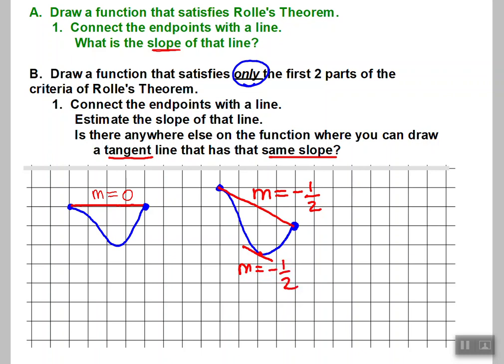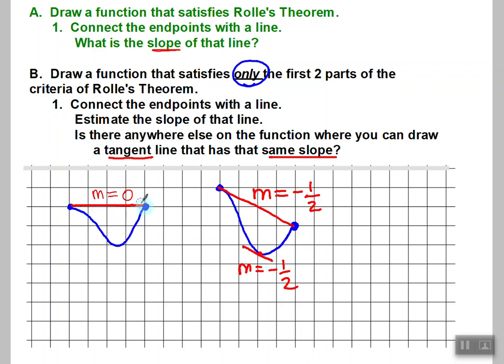This is what the mean value theorem says, that when I connect the endpoints of that continuous and differentiable function, that line will be parallel to a tangent line that is somewhere between those two endpoints at least one place.